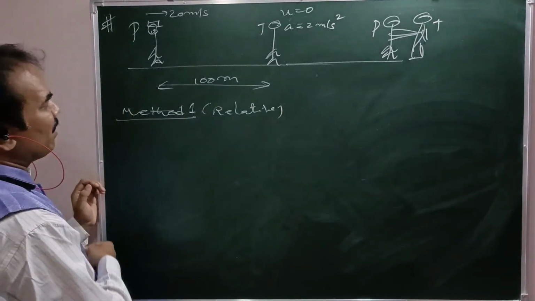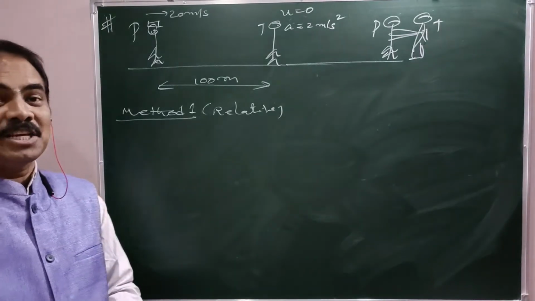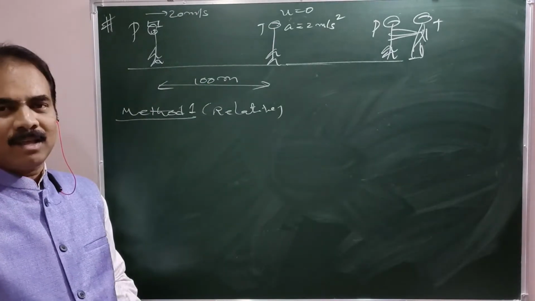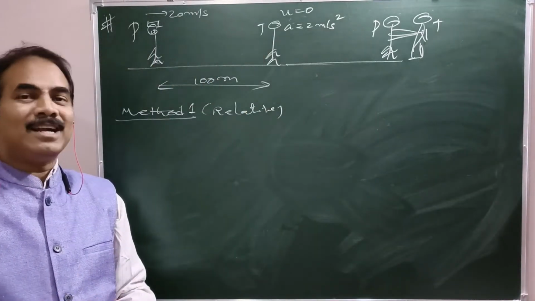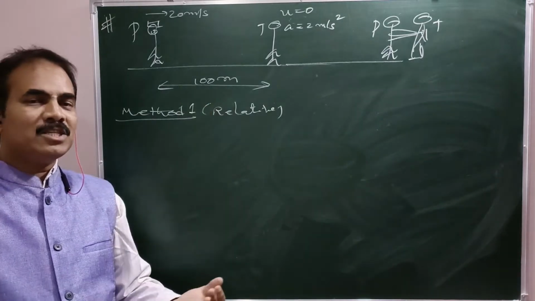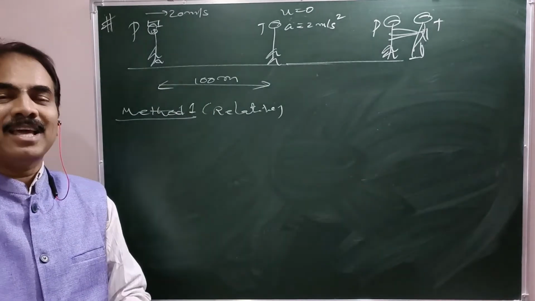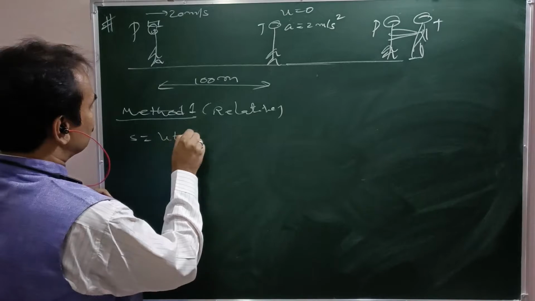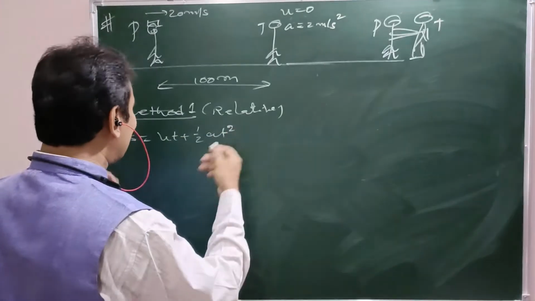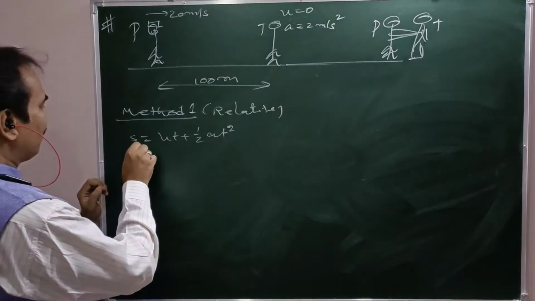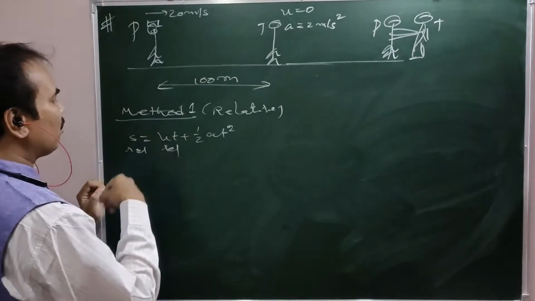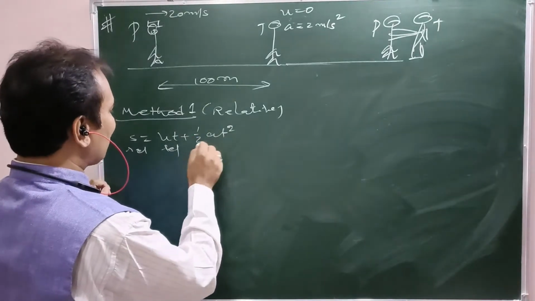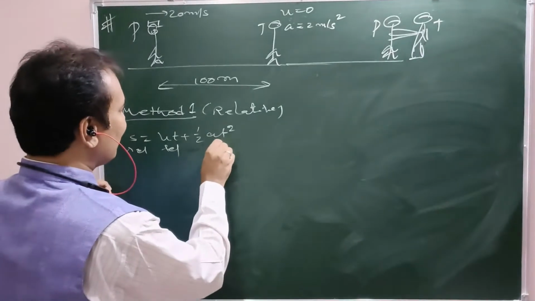So here, in the relative method, what equation is employed? S equal to ut plus half at square. Why? Because relative velocity is there, that is 20 minus 0, acceleration is also there, and separation is also there, so we need to find time. We know that S equal to ut plus half at square. But in terms of the relative concept, S becomes S relative, u becomes u relative, and A becomes A relative. Time is absolute. Don't write relative for time.